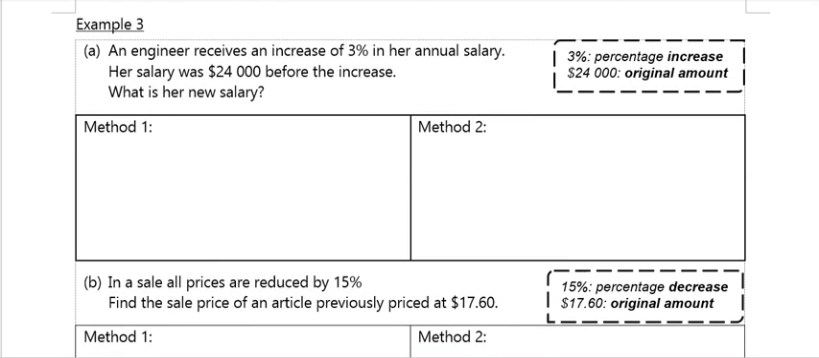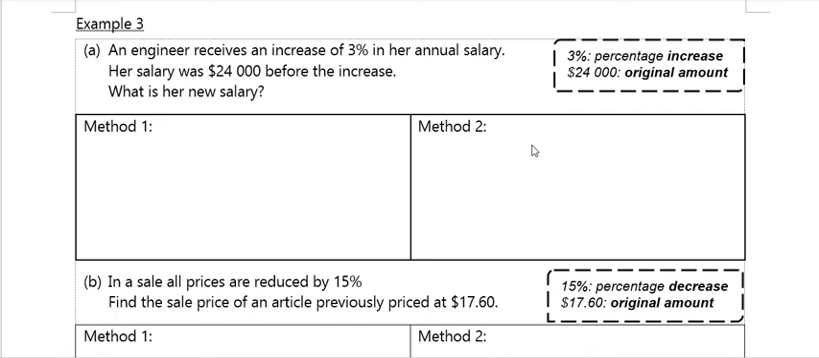Okay, example number 3. Notice here I have prepared 2 tables for you to try both methods. So I'm going to show you that. So here, let's start. An engineer receives an increase of 3% in her annual salary. Her salary was $24,000 before the increase. So this one is the original value that you have. Okay, so what is her new salary?